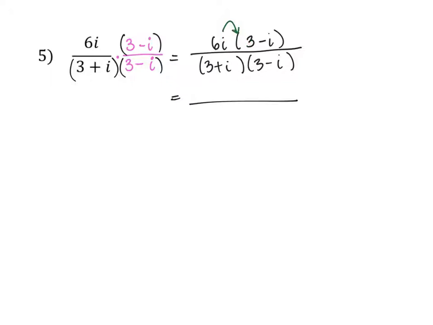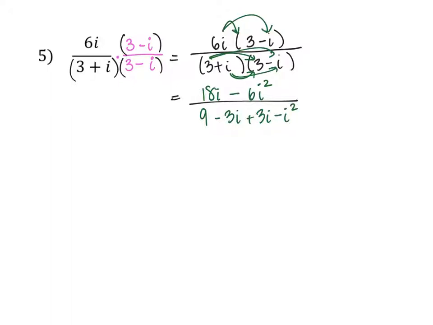6i times 3 gives me 18i. 6i times negative i is negative 6i squared. Now I'm done with the top, so I'm going to FOIL out the bottom. 3 times 3 gives me 9, 3 times negative i gives me negative 3i. i times 3 gives me a positive 3i, and then i times negative i is negative i squared.